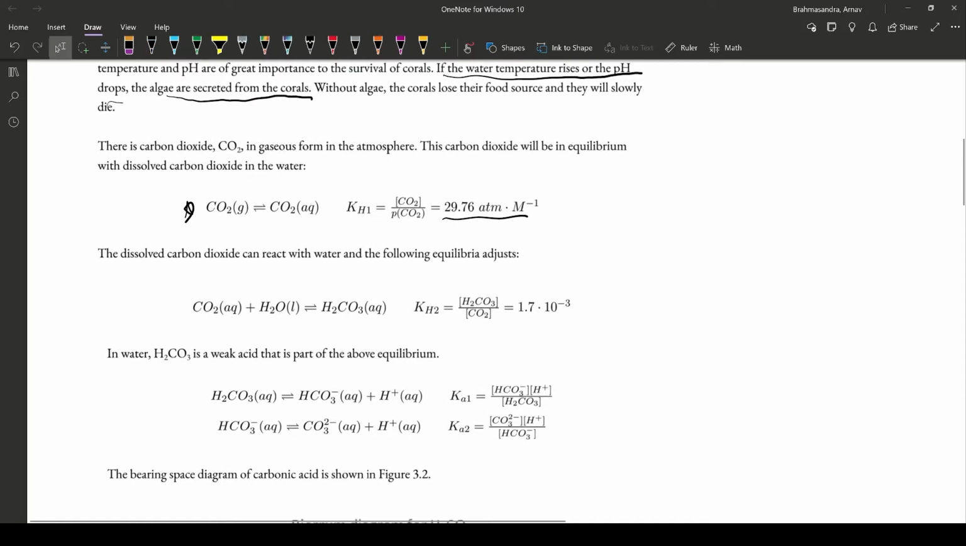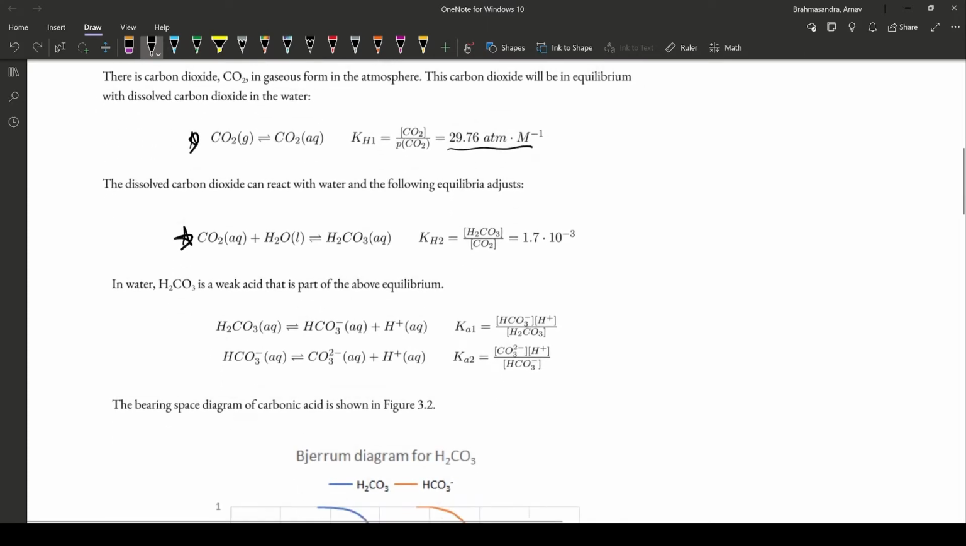The dissolved carbon dioxide can react with water in the following equilibria. So we have CO2 reacting with water to form carbonic acid. This is a common reaction; you should be familiar with this. So you can see that the more CO2 we have in the water, the more carbonic acid we will make, and that will lower the pH and be bad for environments. This is why we want to reduce our carbon dioxide emissions, right?